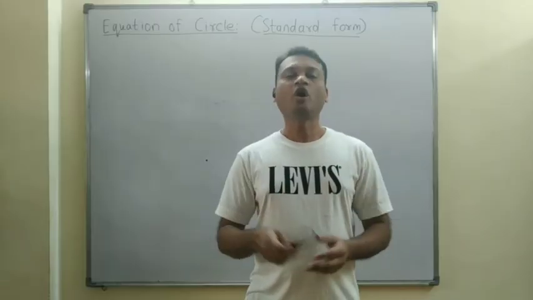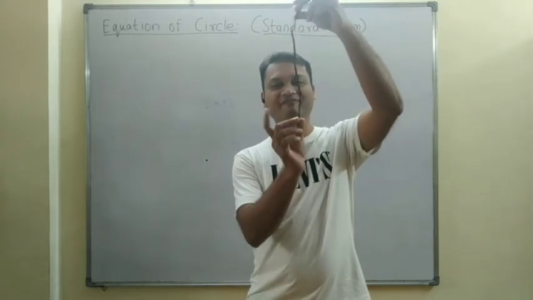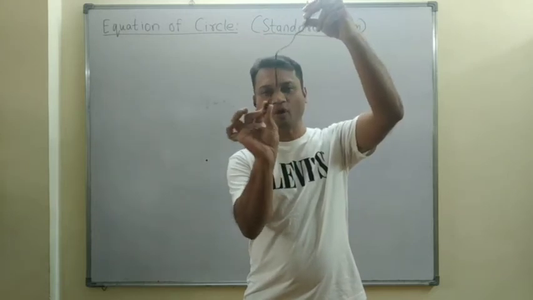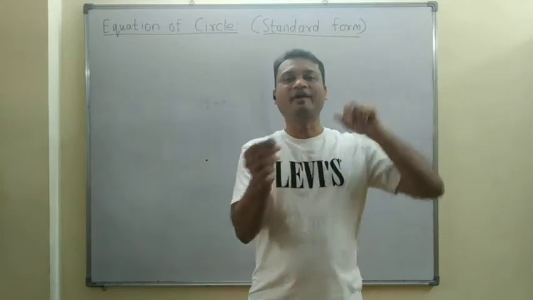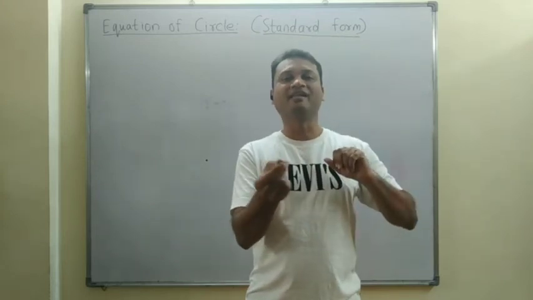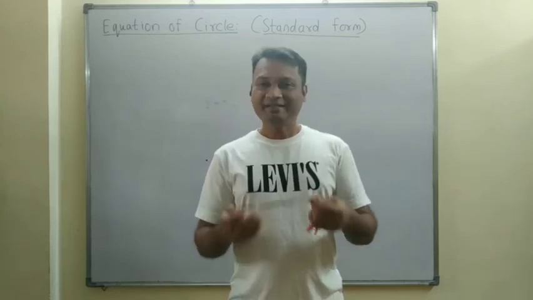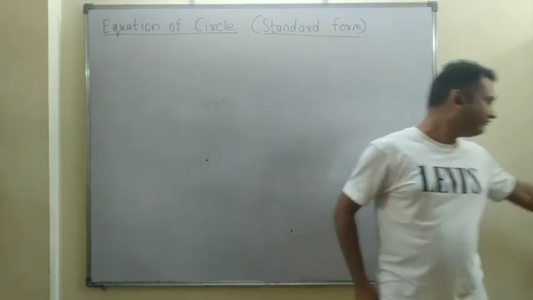So we saw circle is a locus of points which is at a fixed distance from a fixed point. This fixed point is called the center of the circle, and the locus is a circle. So this is what we have, circle. Now let us derive the equation of the circle in standard form.